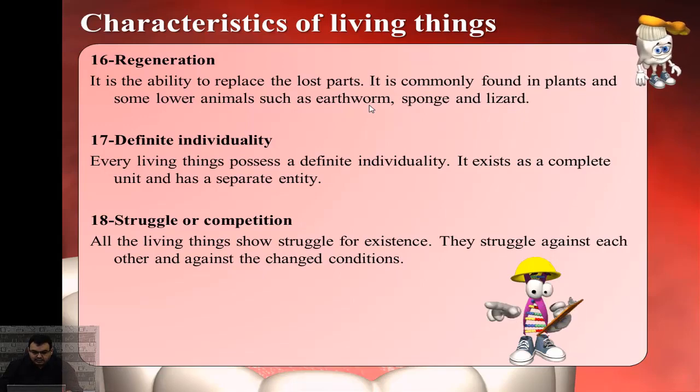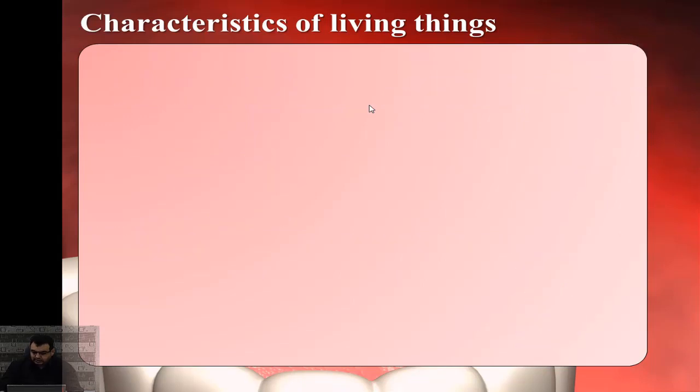17. Definite individuality. Every living thing possesses a definite individuality. It exists as a complete unit and has a separate entity. 18. Struggle or competition. All living things show struggle for existence. They struggle against each other and against changing conditions.